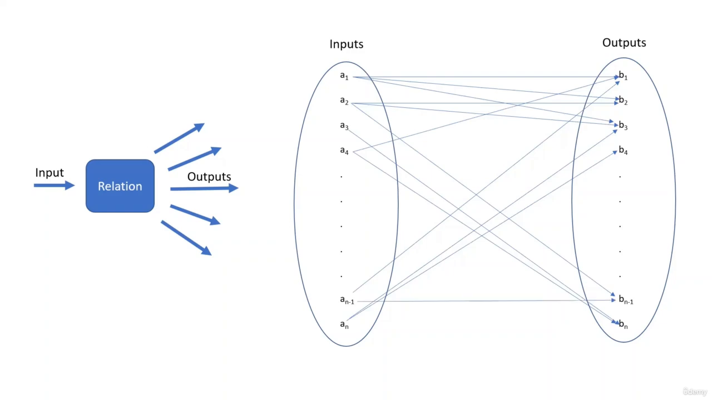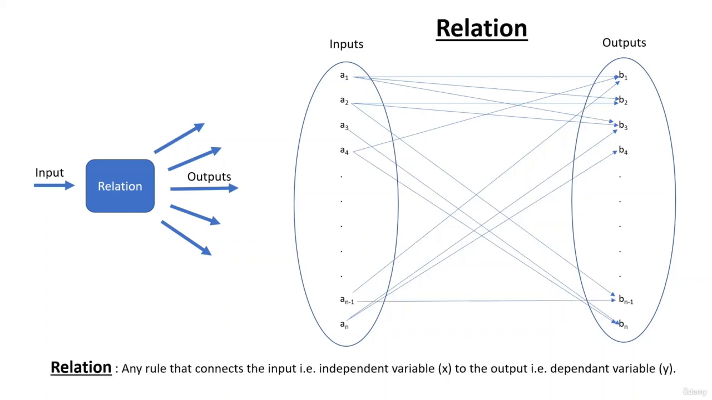So this is the basic meaning of the term relation. It is nothing but a rule or a law that connects one element from the input to one element from the output. The input is your independent variable x and the output is your dependent variable y. So any rule or law that connects the independent variable x with the dependent variable y is called a relation. It's a machine that basically generates some outputs. You gave an input, and it is generating different types of outputs.